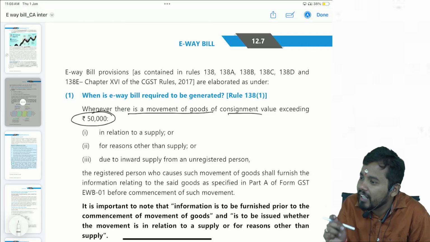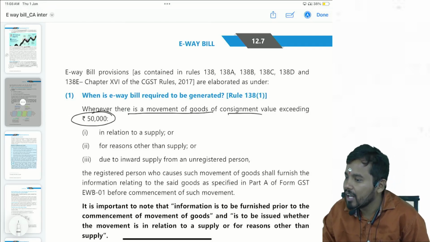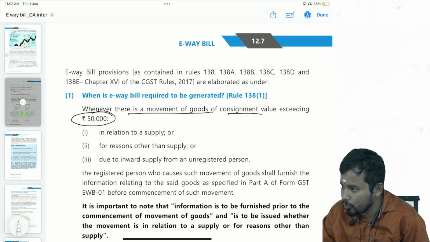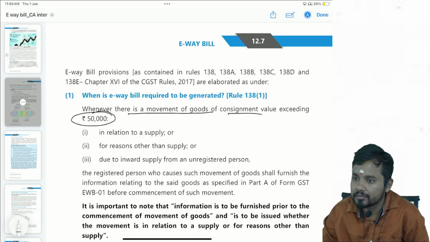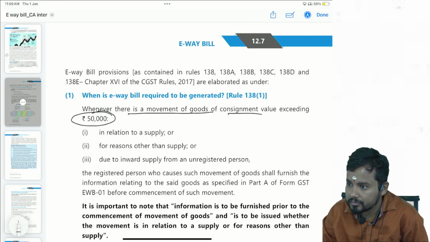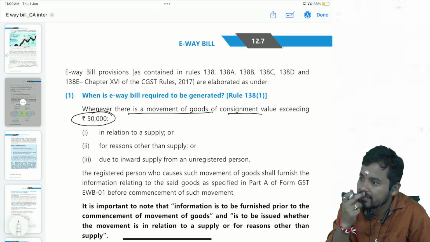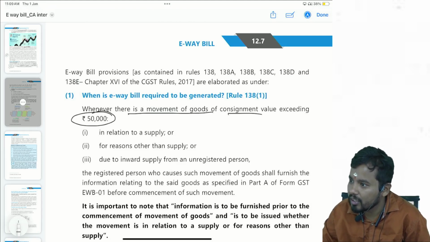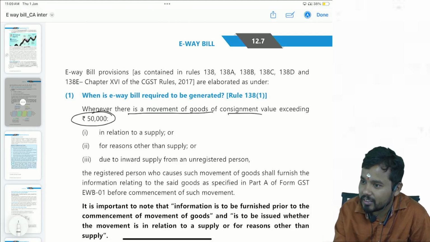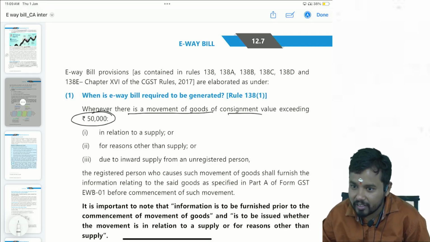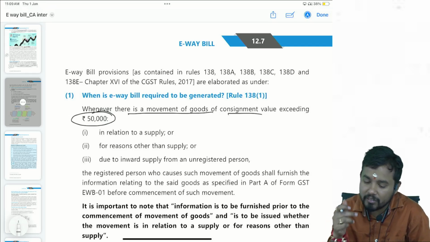That movement need not be due to supply. See, for example, your godown is in Panjagutta. From Panjagutta you are bringing 10 lakhs worth of goods to here. E-way bill required? 100% required. Okay, so an e-way bill is required in such a scenario also. Whenever there is a movement of goods, an e-way bill is definitely required.